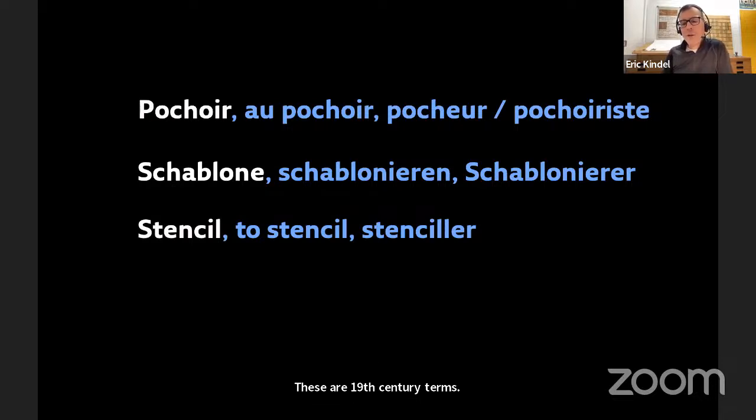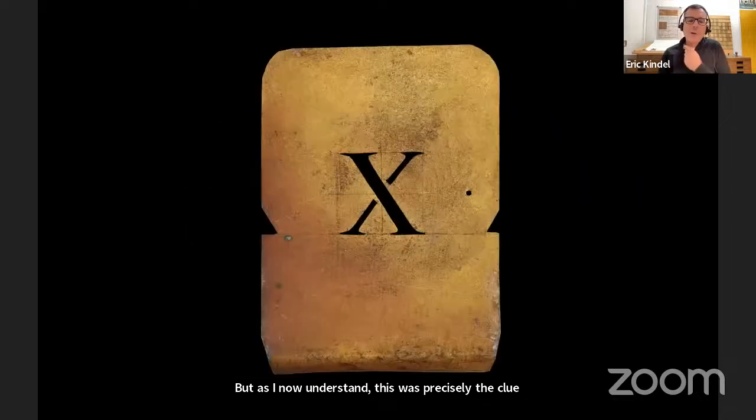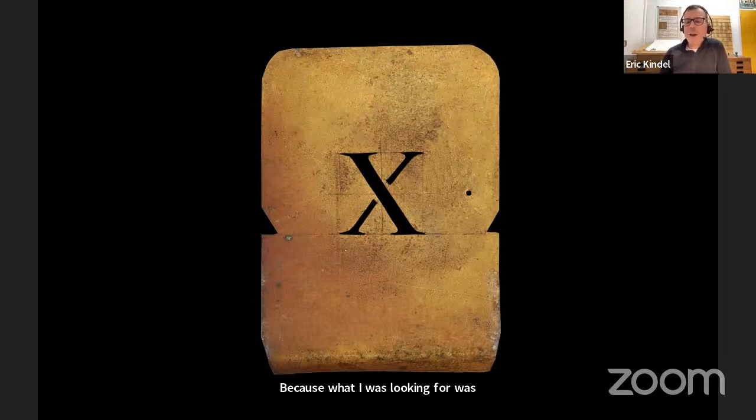In a similar way, early uses of stencil in English generally refer to painting and decorating, and possibly to playing card manufacture, but less often or not at all to the kind of stencil work I've been after. But as I now understand, this was precisely the clue. Because what I was looking for was this, and the terms I eventually found did indeed describe this.